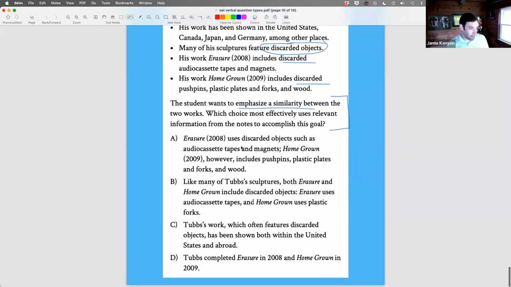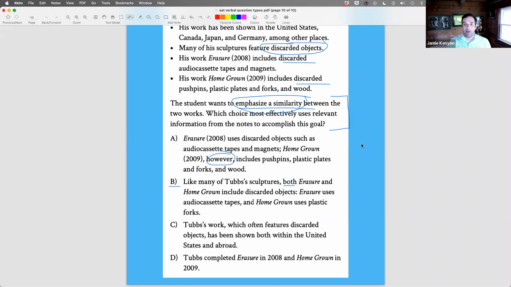And so A, Erasure uses discarded objects such as audio cassette tapes and magnets. Homegrown, however, includes pushpins, plastic plates, and forks and wood. That one does actually mention discarded objects. The however makes it wrong because we are trying to emphasize similarity. And so B is our real answer here. Like many of Tubbs's sculptures, both Erasure and Homegrown include discarded objects. Erasure uses audio cassette tapes and Homegrown uses plastic forks.